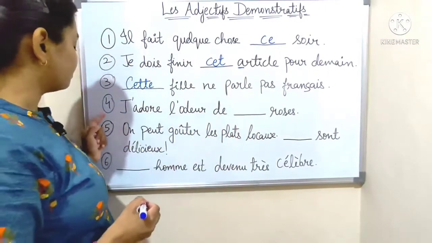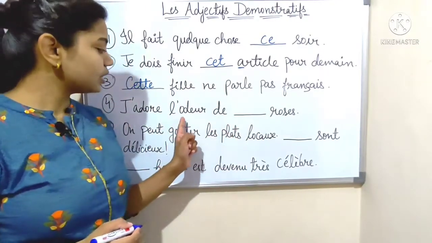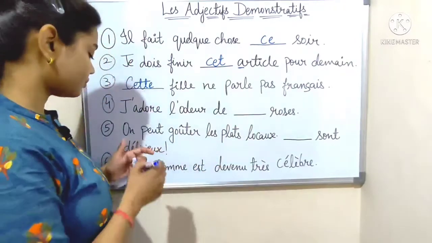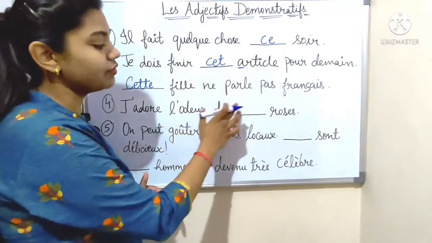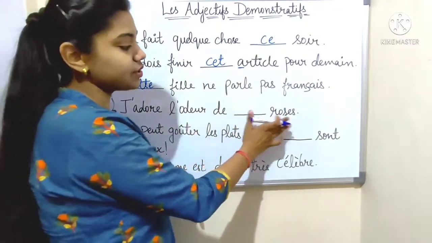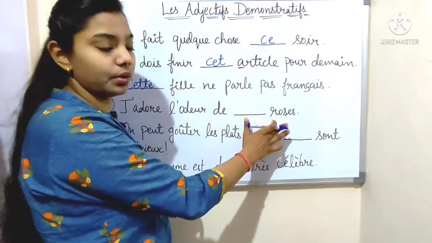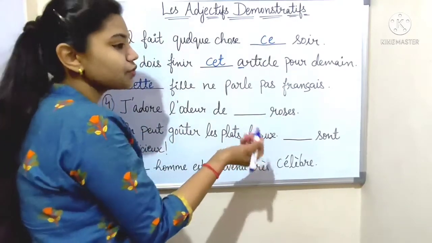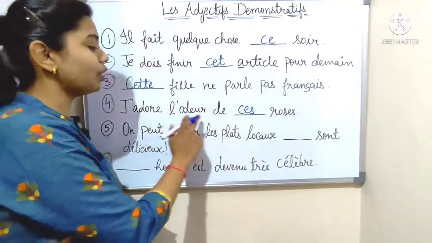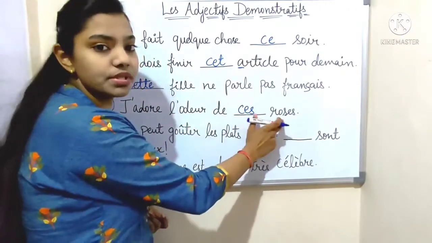Now number 4: j'adore l'odeur de dash roses. I love the smell of these roses. Roses is plural. For these we always use ces. So j'adore l'odeur de ces roses.